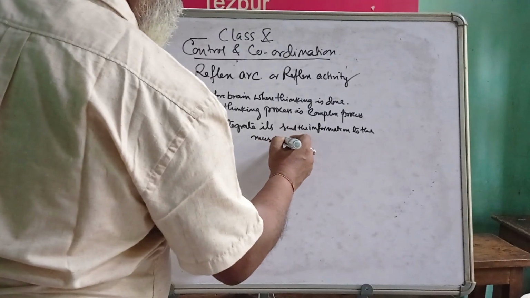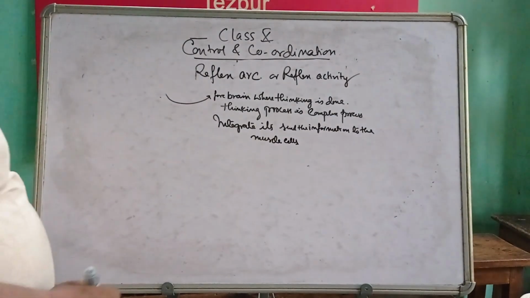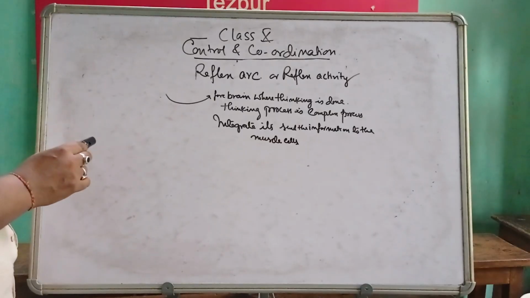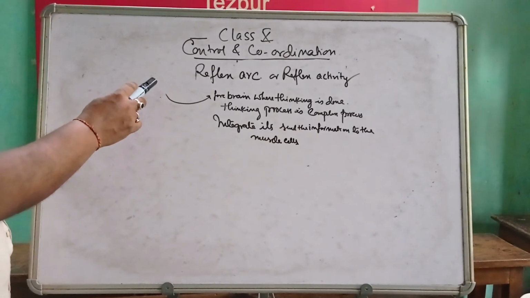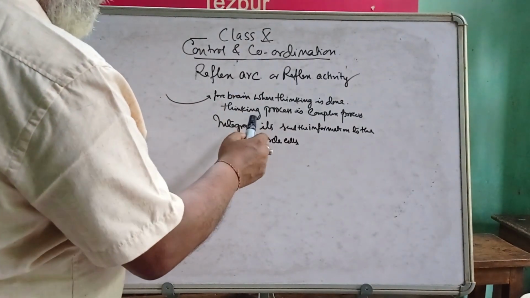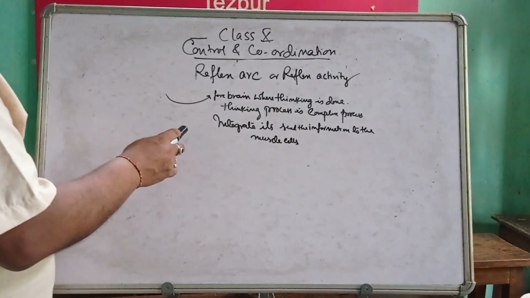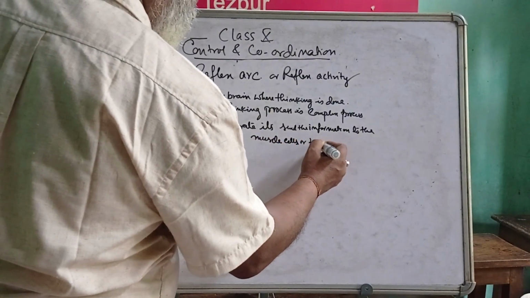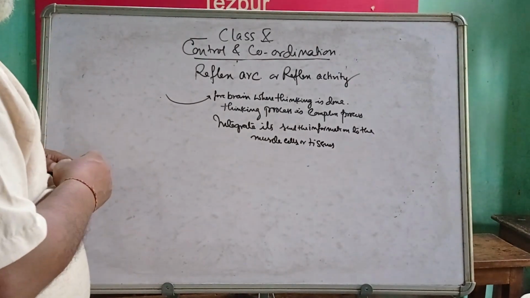Muscle cells or tissue. And after that you remove your hand. So what happens? The time taken by the message to reach the forebrain, and the forebrain then integrates it and sends the message to the muscle cells or the muscle tissue, and after that you remove your hand.